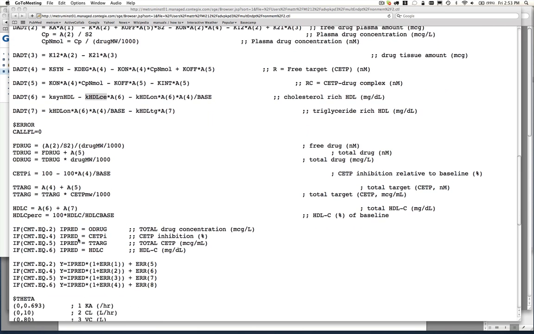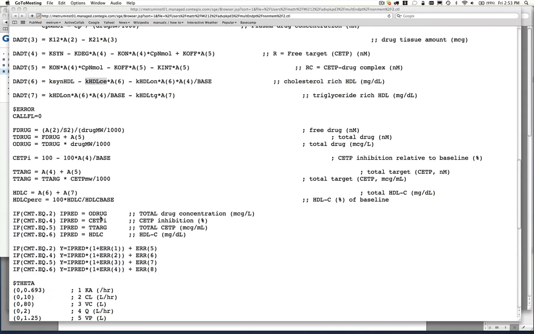The final piece for this, and we talked about this, is that the total HDL cholesterol is actually just the sum of 6 and 7. So we add those together here. If you wanted to plot out that change as a percent, we've provided the expression here.